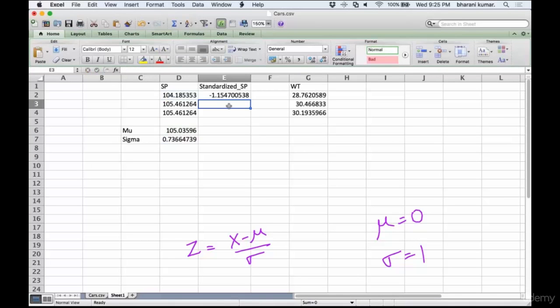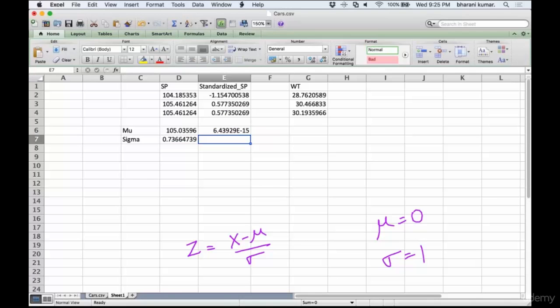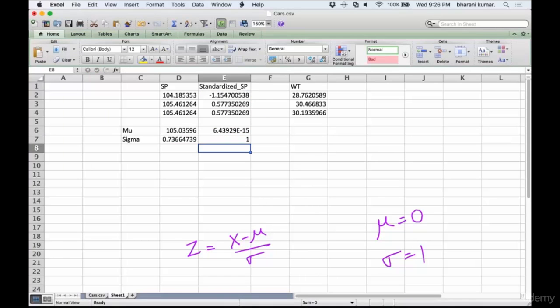I got a value. On similar lines, the formula is X minus mu divided by sigma. I repeat, it is X minus mu divided by sigma. Now if you calculate the average of the standardized data, you need to get a 0 and the standard deviation of these numbers should be equal to 1.